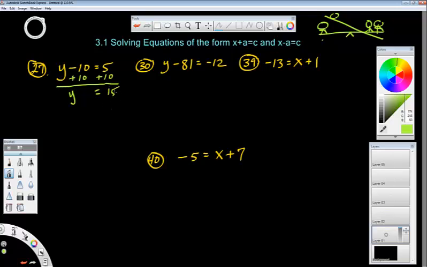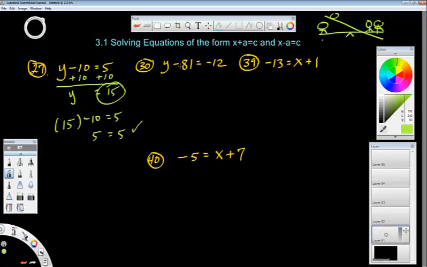And if we wanted to check our answer to see if this is right, we can plug that back in there. We can evaluate this like we've been practicing. That's the whole point of doing that. So one side should equal the other. 15 minus 10 equals 5. 5 equals 5. So that is true. Now let's try it again.